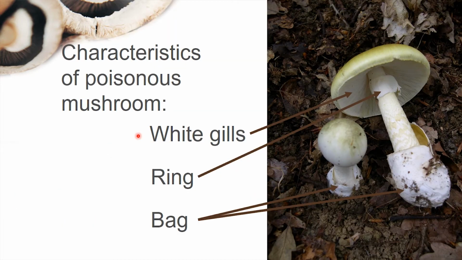But what about the poisonous mushroom? The poisonous mushroom is the mushroom that we will get ill if we eat it. It has white gills, it has a ring, and it has a bag. This is the white gills. They are under the cap. This is the ring, and this is the bag of the poisonous mushroom. If you see this mushroom, don't ever touch it.